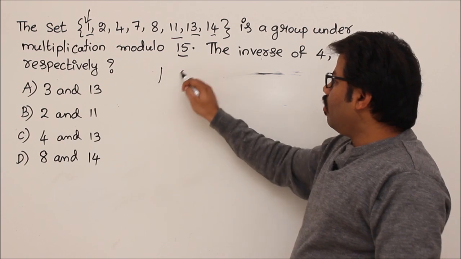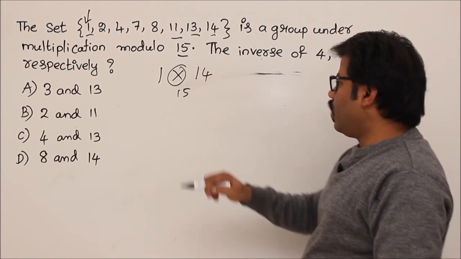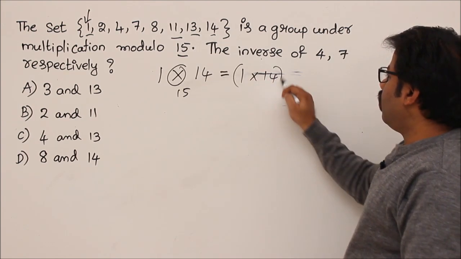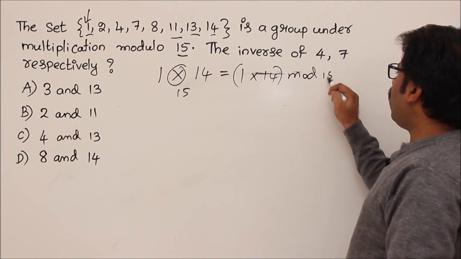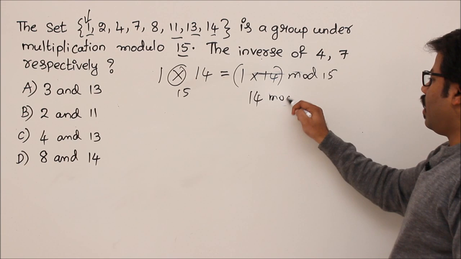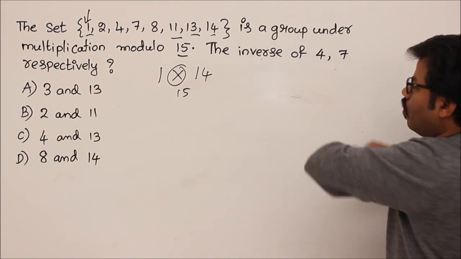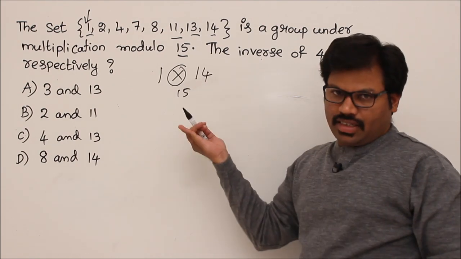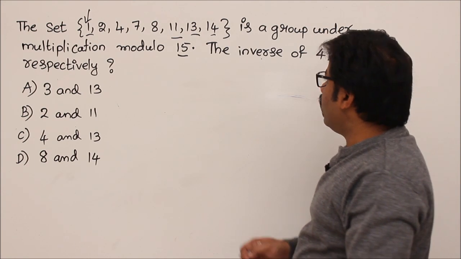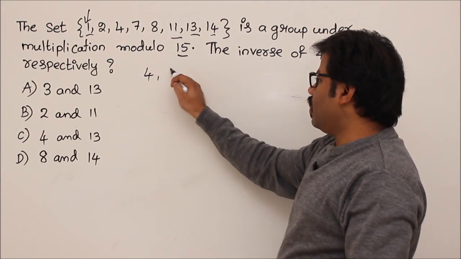Example, 1 multiplication modulo 15 with 14 equals 1 into 14 mod 15. Already 1 into 14 itself is less than 15, so 14 mod 15 is again 14 only. So 1 into x is x here, correct? So that's why 1 is the identity, we realized. Now what is to be done? We need the inverse of 4 and the inverse of 7.